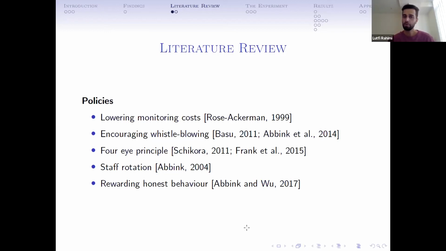Anyway, and the last policy was implemented in Singapore, rewarding the honest behavior. So that was every time if a bribe was proposed to a public official, if the public official reported it, he or she receives the bonus, and that also had a positive impact.